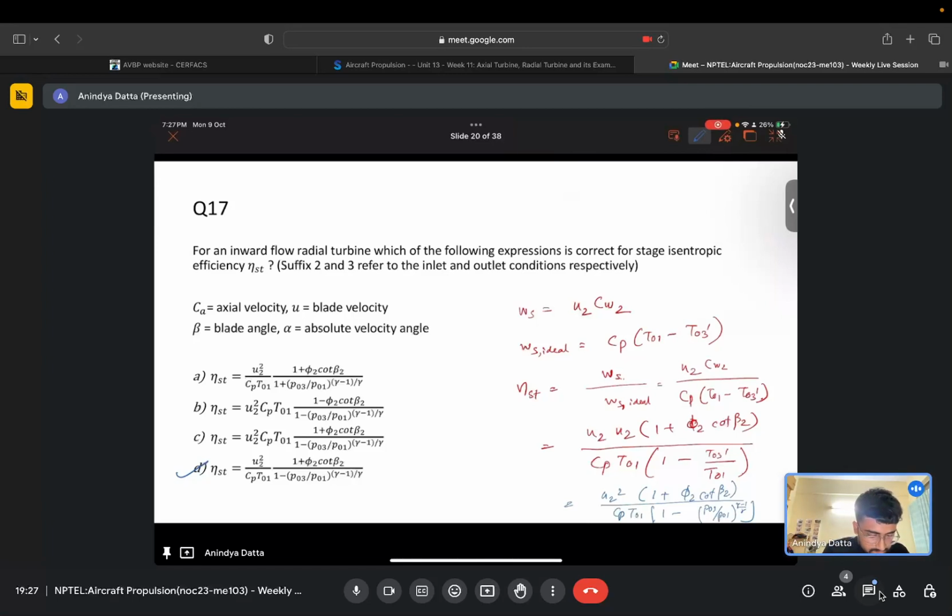I hope this is clear. Here we took the work done from our Euler turbomachinery equation, and the ideal work is from thermodynamics, Cp times the change in stagnation temperature, if the process is isentropic. Any questions so far? If not, you can move on to the next question.